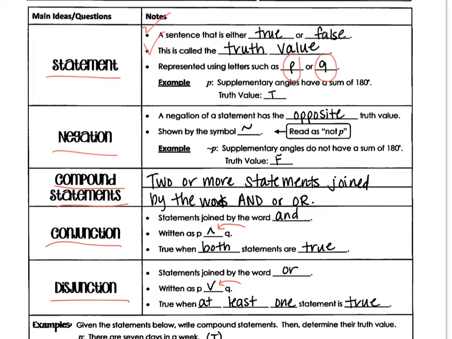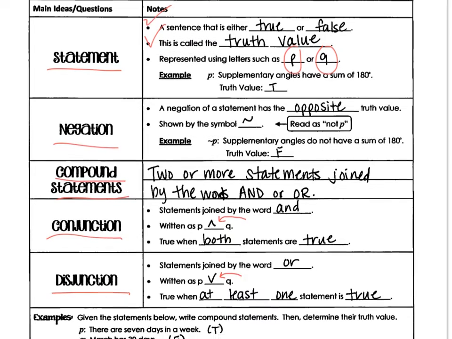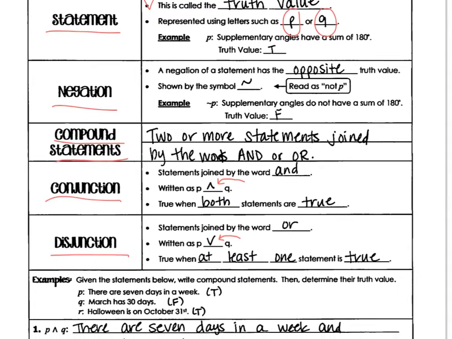So now that we've gone over the main ideas on truth value, we're going to go ahead and look at some examples. So in our first example, given the statements below, we're going to write compound statements. Then we're going to determine the truth value. So for P, the statement that we're using is there are 7 days in a week. We know that is a true statement. For Q, March has 30 days. This is false. For R, Halloween is on October 31st.